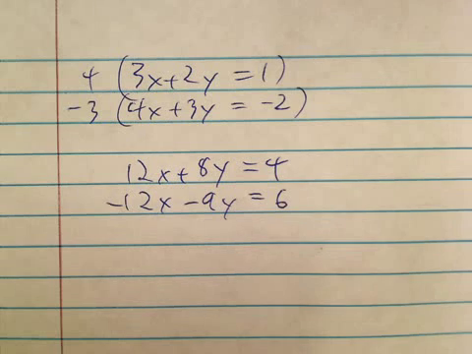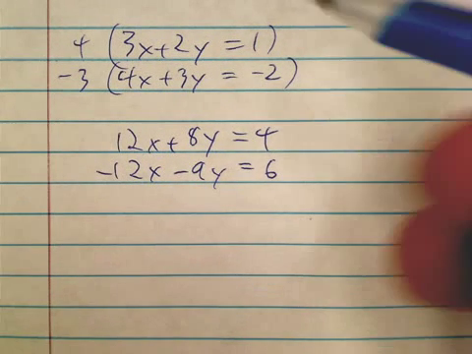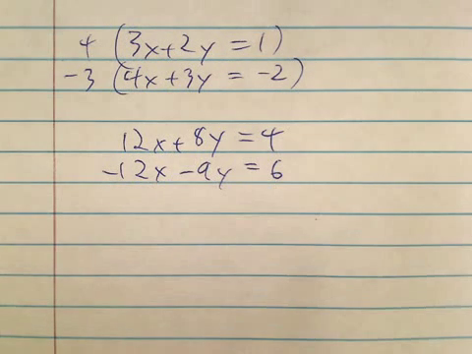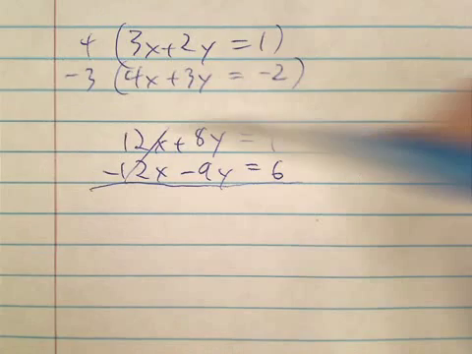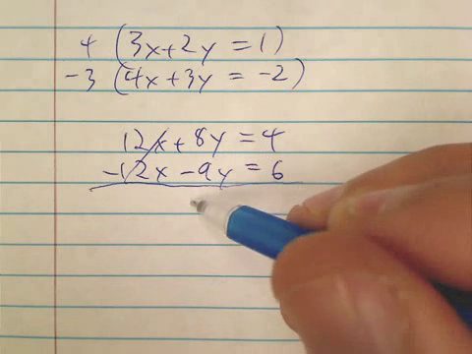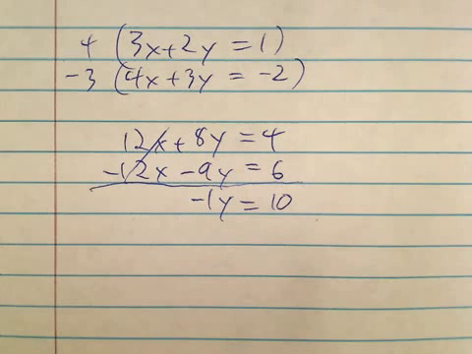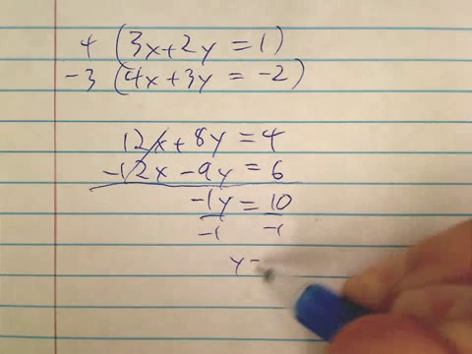All right, now hopefully you can see why I did that. Because now when I add these together, these 12 x's will cancel out. I have a positive and negative version of the same thing. That's cool. So let's add these up. Those will eliminate. 8 minus 9 is negative 1y. 4 and 6 gives me 10. Okay, let me divide by that negative 1. Y equals negative 10.